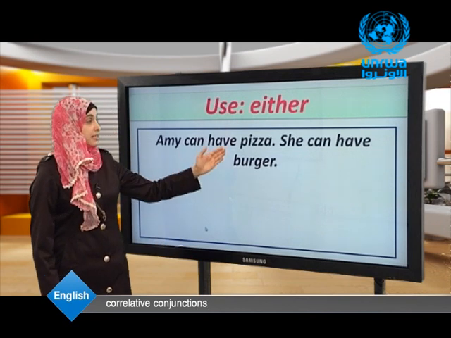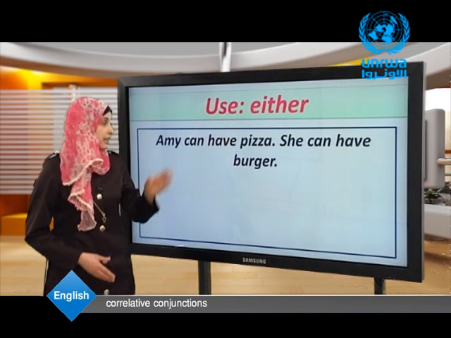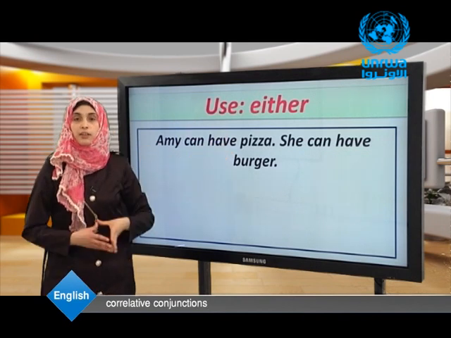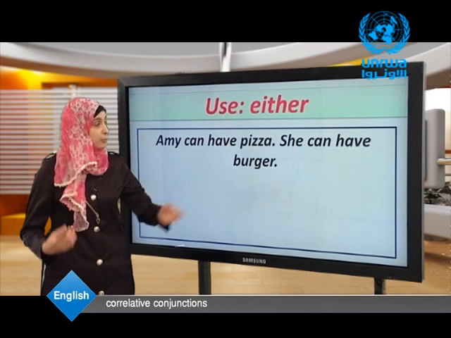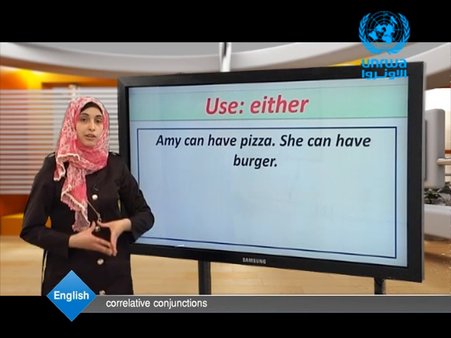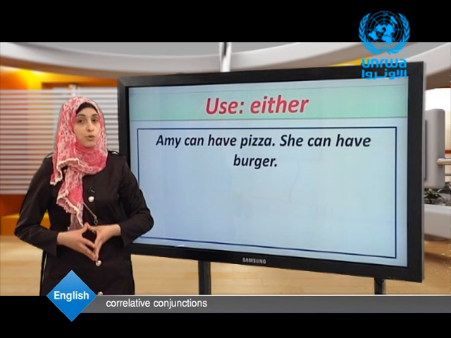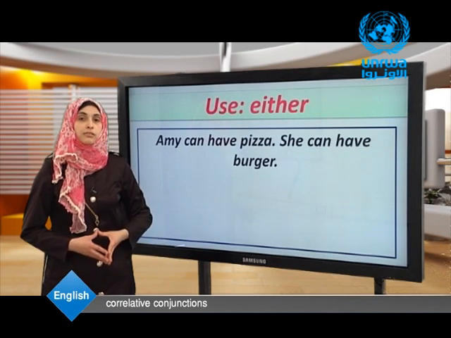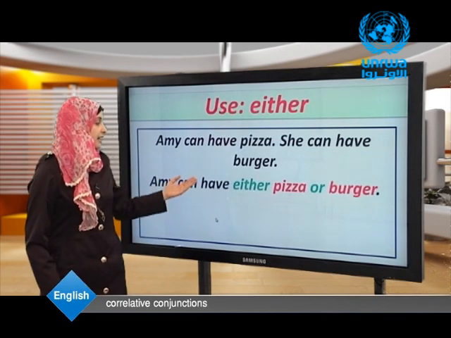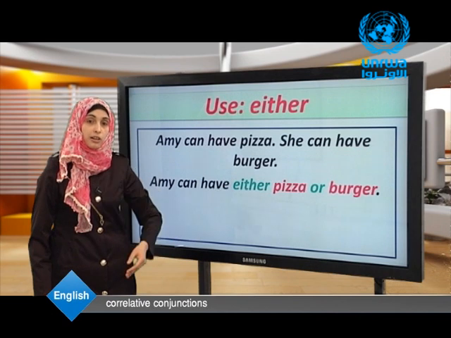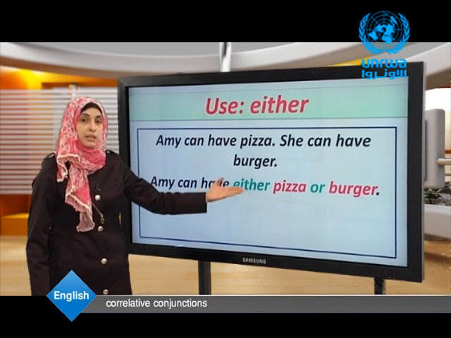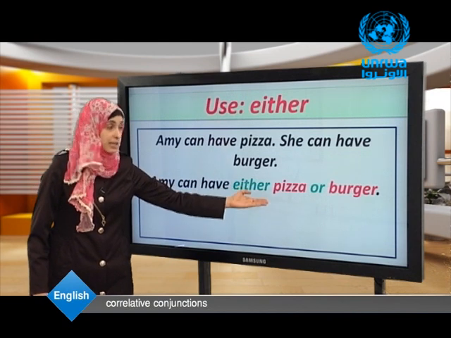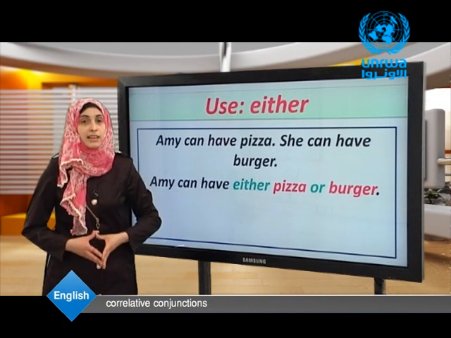Amy can have pizza, she can have burger. Use either. And notice here we have one person, Amy, and we have two meals, pizza and burger. So she has to choose one of the two, pizza or burger. Use either. Excellent. Amy can have either pizza or burger. Either is used before the first item, the first meal, and or before the second meal.